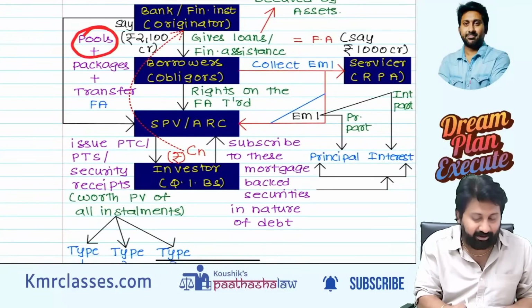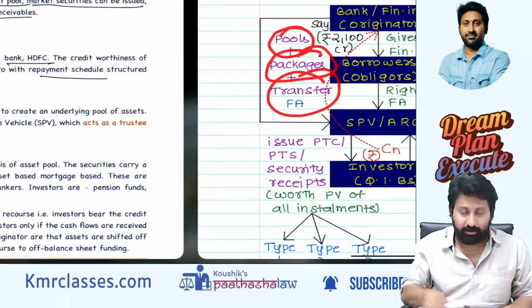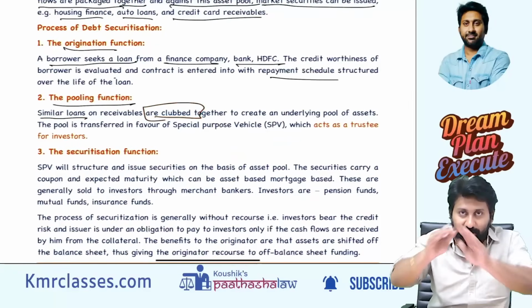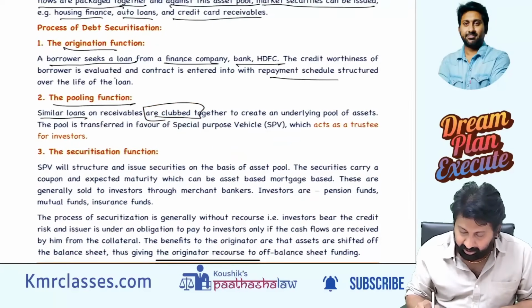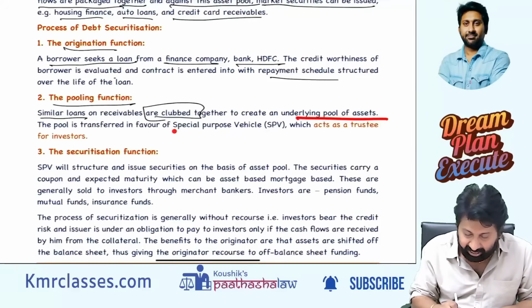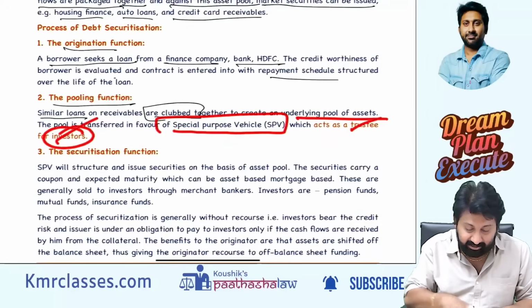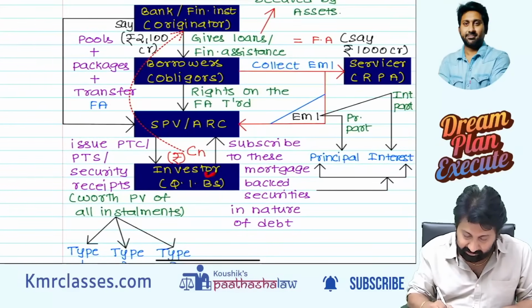Pooling function: packaging and transferring. Similar loans or receivables are clubbed together. 1,000 crores they will club. Okay. The underlying pool of assets will be transferred in favor of an SPV, who acts as a trustee for the investors.